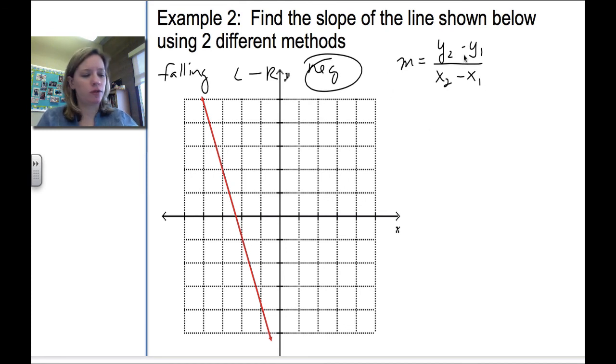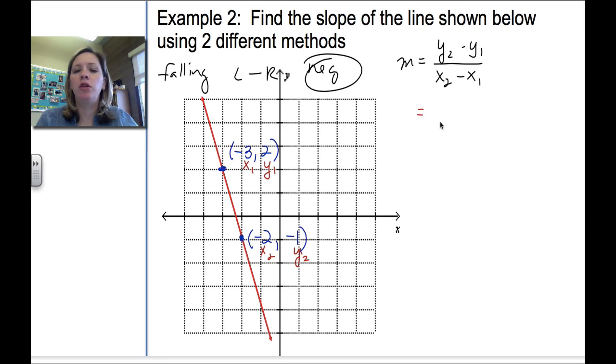So in order to use this formula, I have to find 2 points on the line. So it looks like here is a nice point. I could find its coordinate. It looks like I went to the left 3 and up 2. So its coordinate is negative 3, 2. Let's see. Oh, here's another point that I can probably calculate. That went to the left 2 and down 1. So that would be negative 2, negative 1. So I'll let this one be x1, y1. I'll let this one be x2, y2.